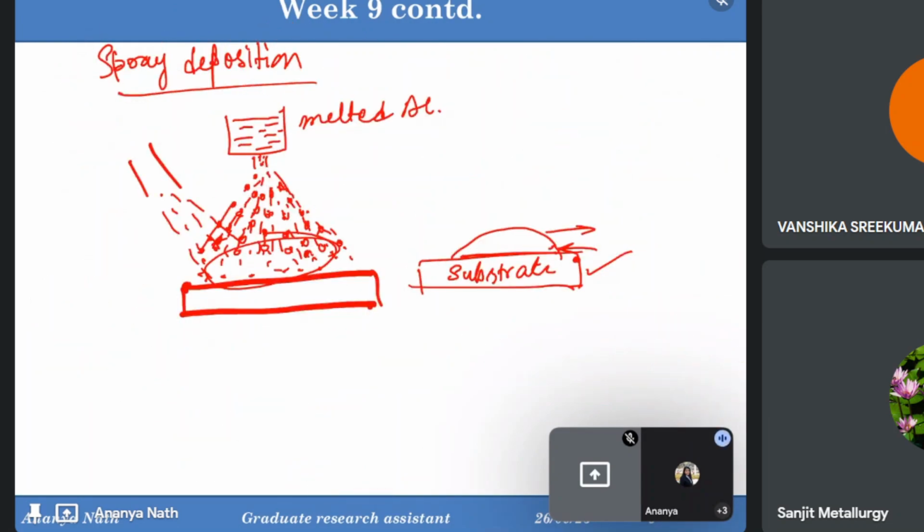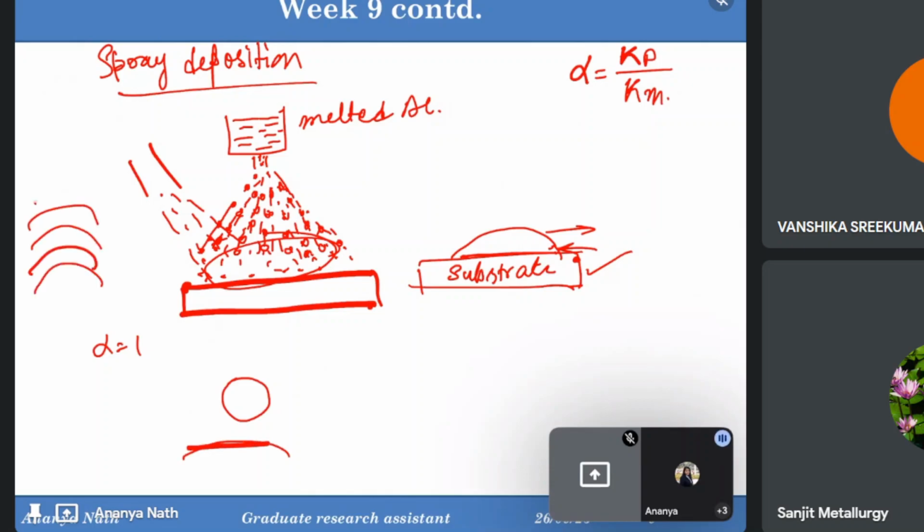I'm just using this page. Alpha was the thermal conductivity of the particle to the thermal conductivity of the metal. If alpha is 1, and this is the particle, then the solidification front will just go straight like this. It will not hamper the position of the particle. The temperature gradient, or the isotherm lines, which were mentioned in the class, will be like this only. If alpha is greater than 1, it means Kp, the thermal conductivity of the particle, is more. So at that time, what will happen?